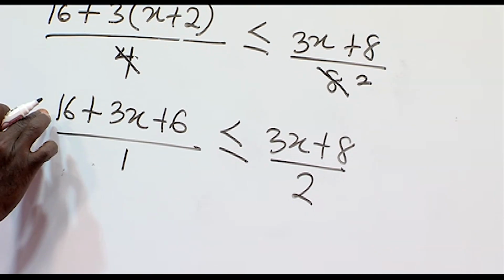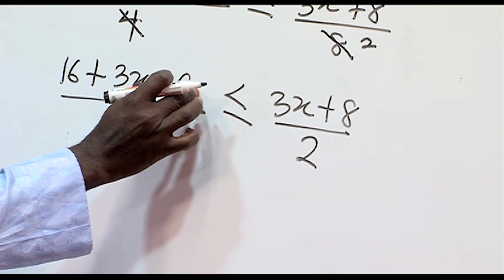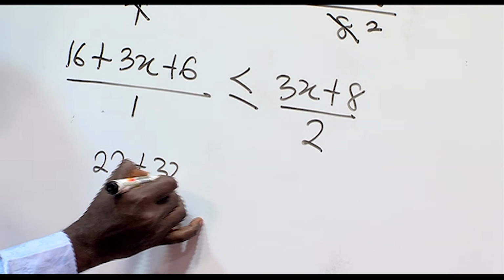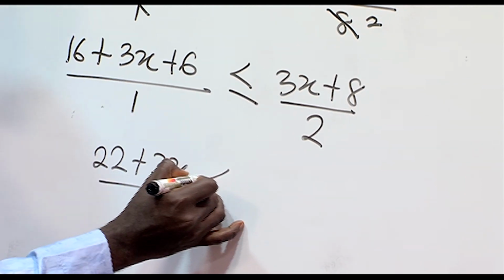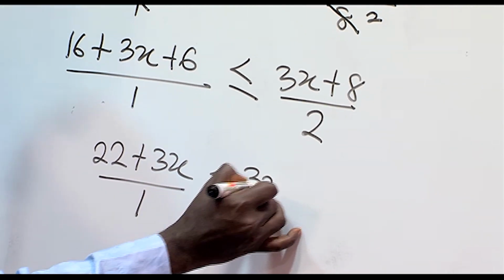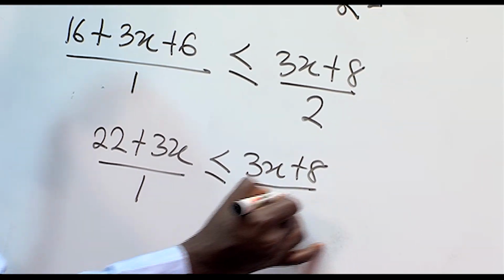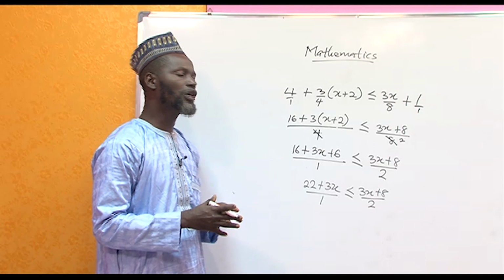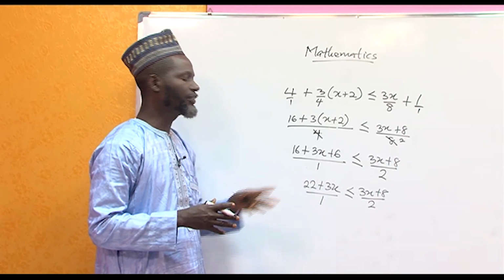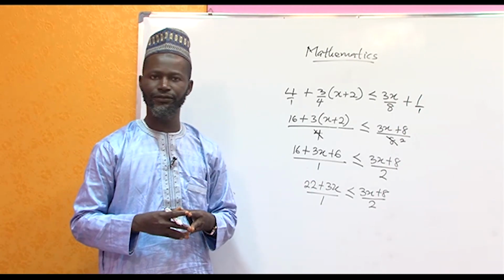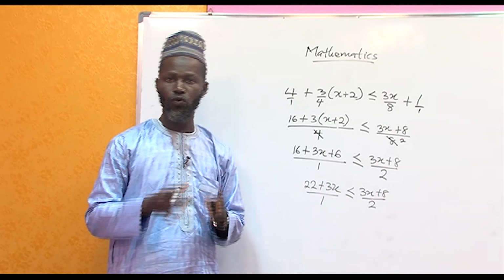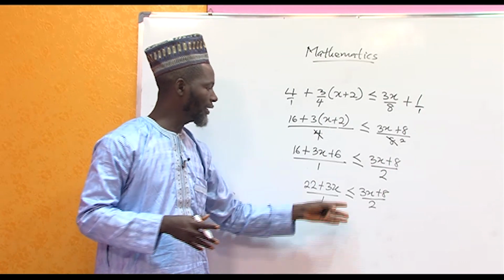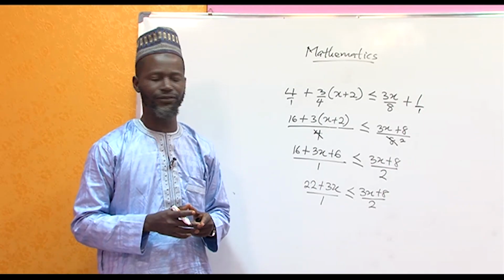So this one will give us 16 plus 6, that is 22, plus 3x all over 1, less than or equal to (3x plus 8) divided by 2. The next thing now is cross multiplication. If you want to cross multiply, because of this inequality sign, you have to be very careful. If this were an equality sign, there would not be any problem. But in this case, you have to be very, very careful.